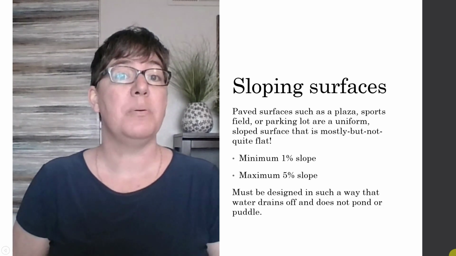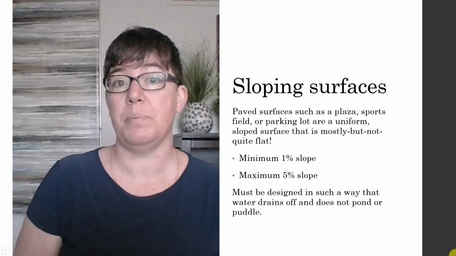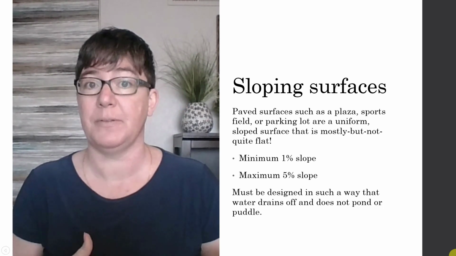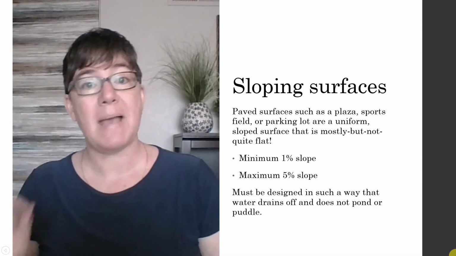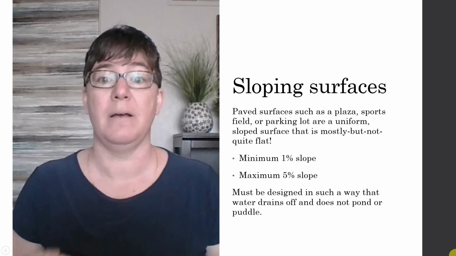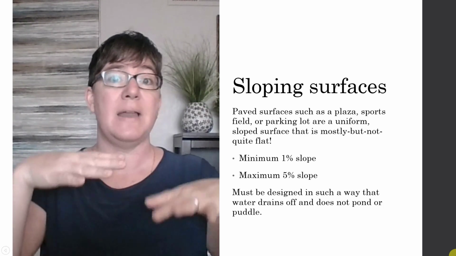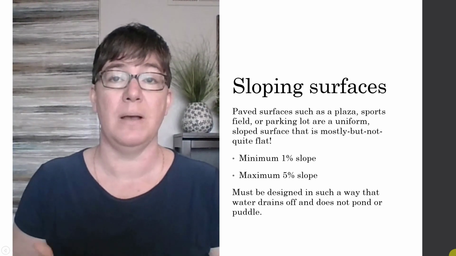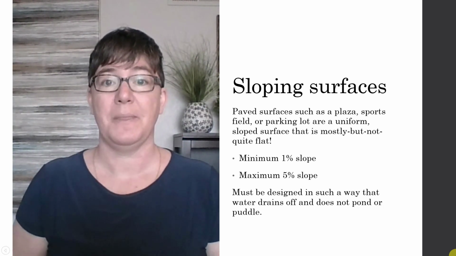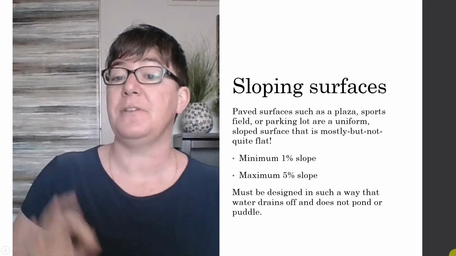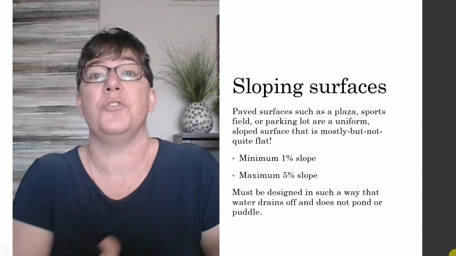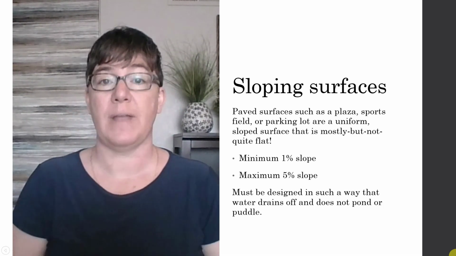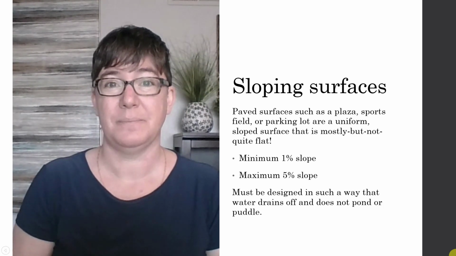It's important to have a minimum slope for drainage, minimum of 1%, and it's important to have a maximum slope of 5%, and that's for comfort, as people use this space to perceive it as flat. Your sloping surfaces have to be designed in such a way that the water drains off, and we don't want to create any ponds or puddles.